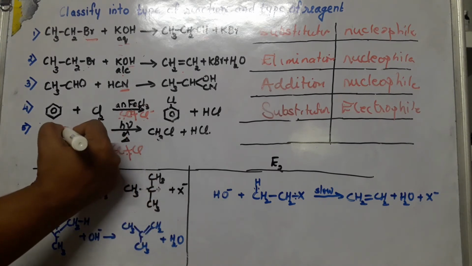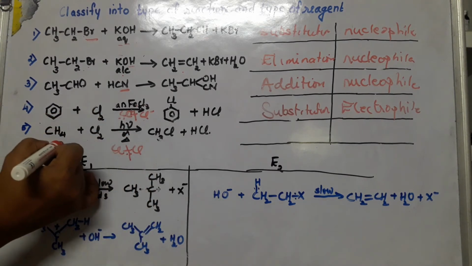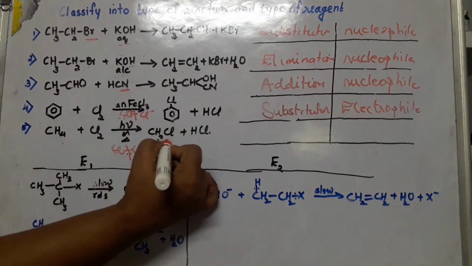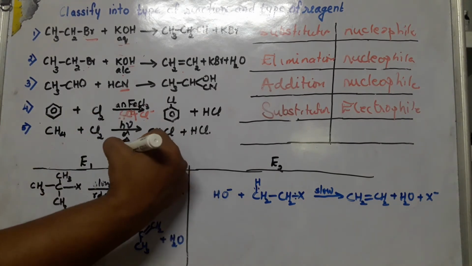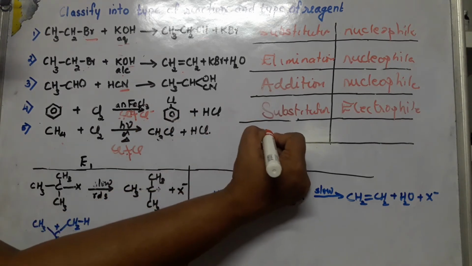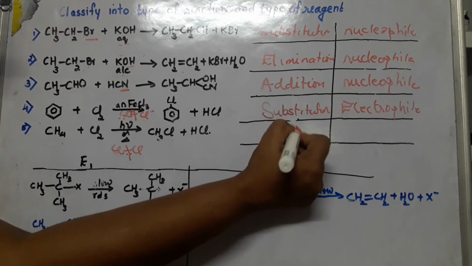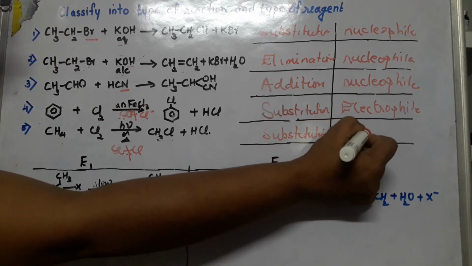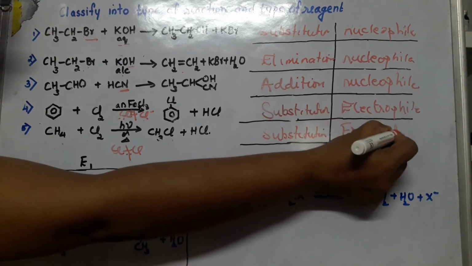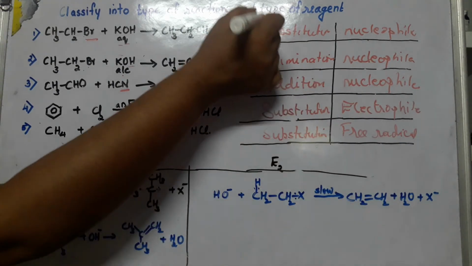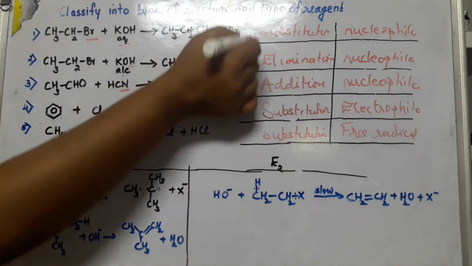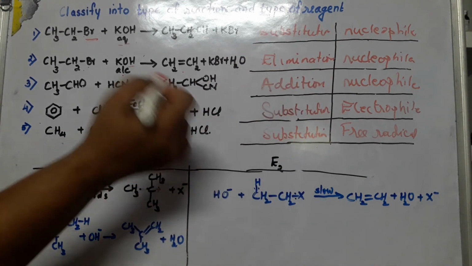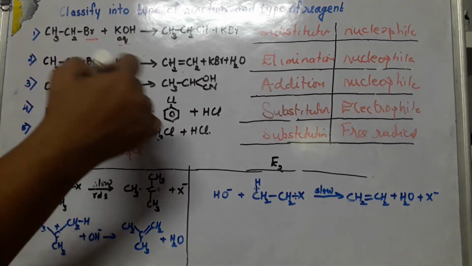Free radical will be helping in the substitution. One H is replaced by Cl. Thus it is undergoing substitution with the help of free radical. So it is a substitution reaction brought about by free radical. So children, this is how we can locate which type of reaction it is and which type of reagent has been used for the different reactions.